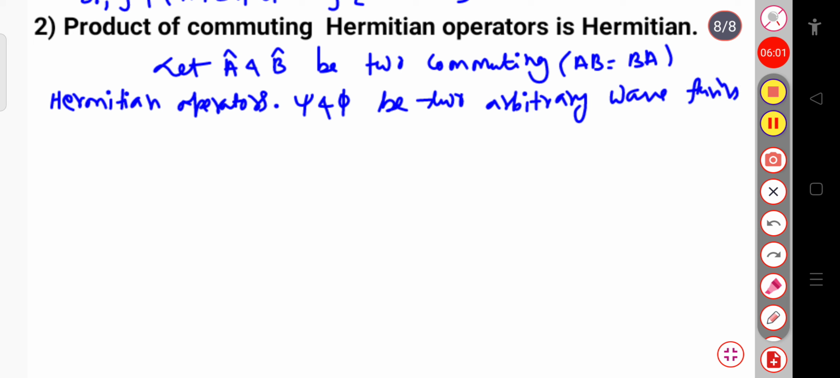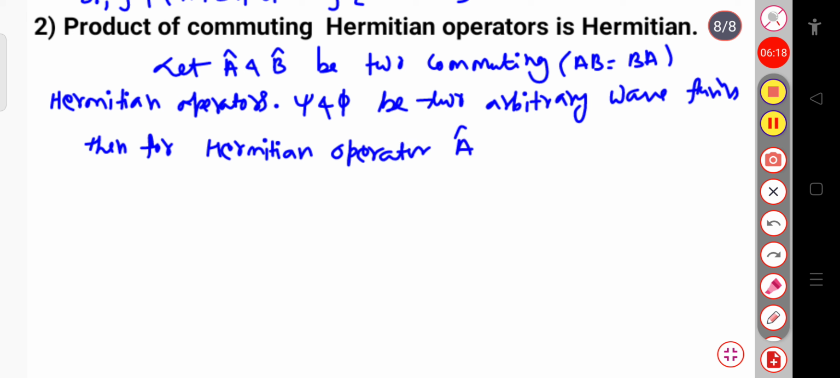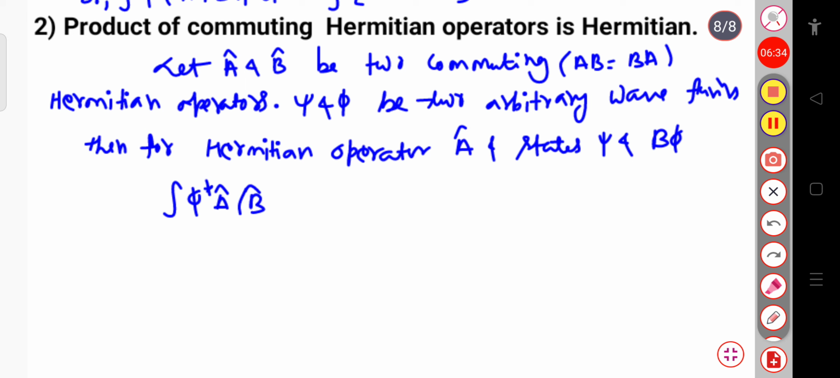Now for the Hermitian operator A cap and states psi and B phi, we can write the integral of psi star A cap into B phi d tau, that will be equal to the integral of A cap psi whole star into B phi d tau.